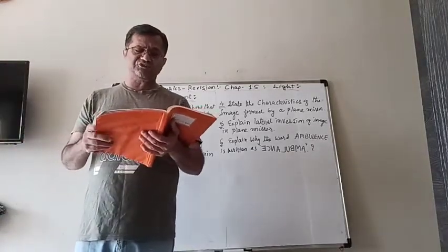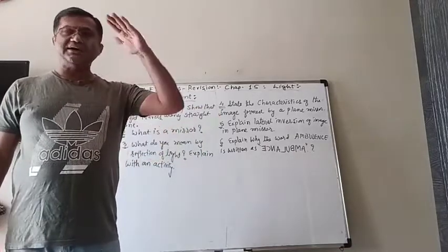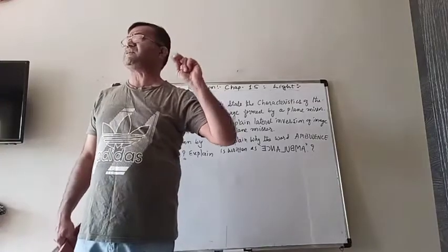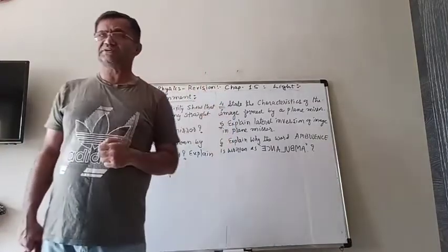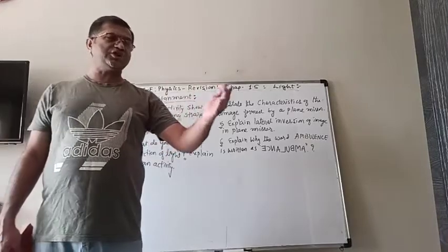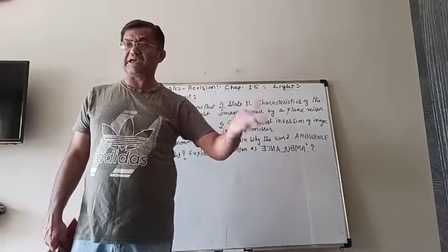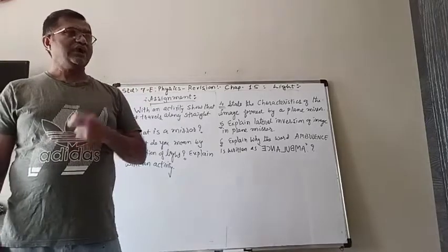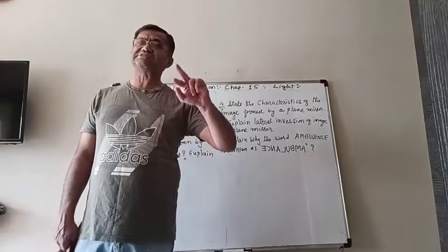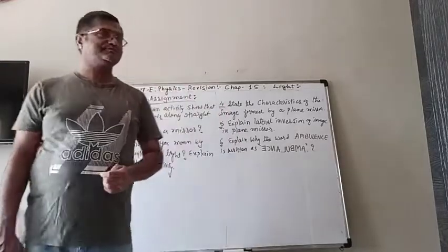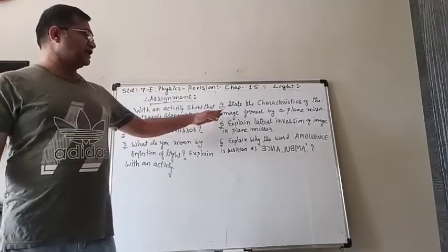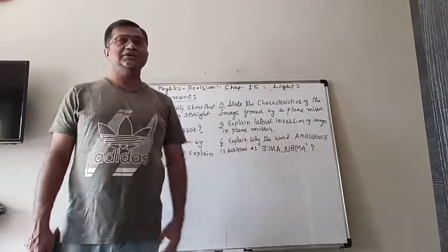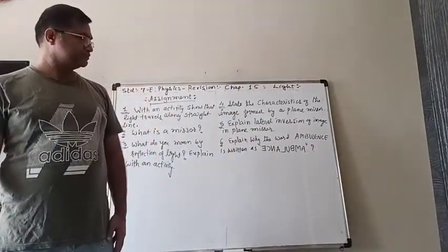Which are the characteristics? First, as I told you, the image is erect. Second thing, the image is the same size as the object. The distance of the image from the mirror is the same as the distance of the object. And the last thing is that the image is laterally inverted. So those are the characteristics, and that is what lateral inversion is in a plane mirror.